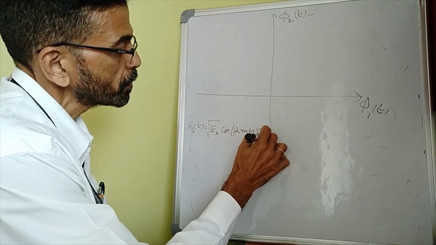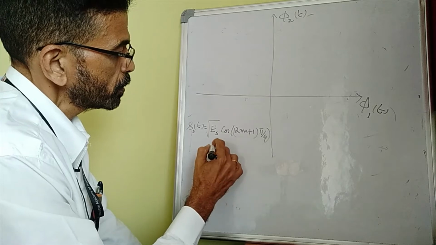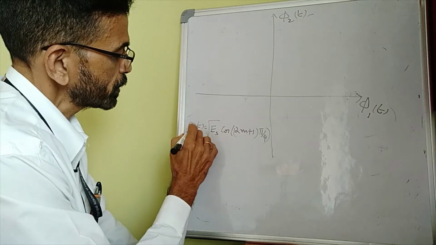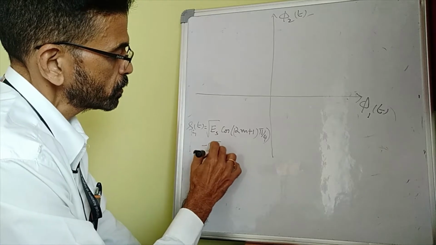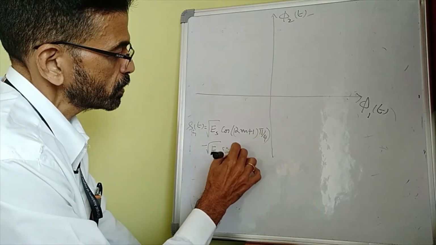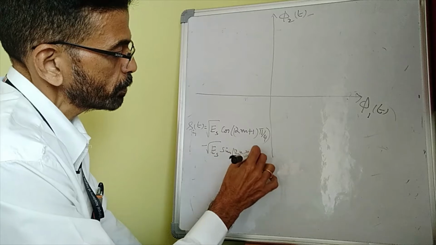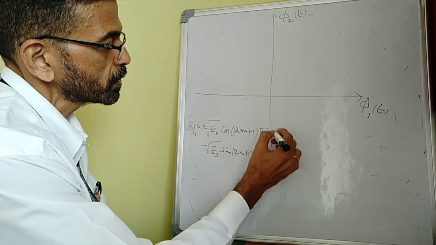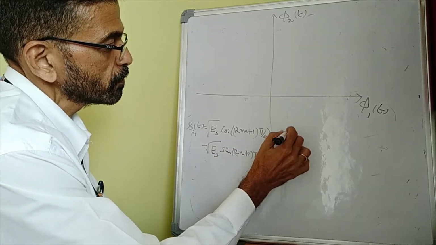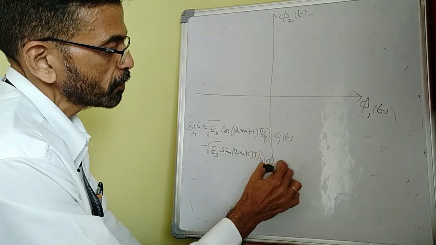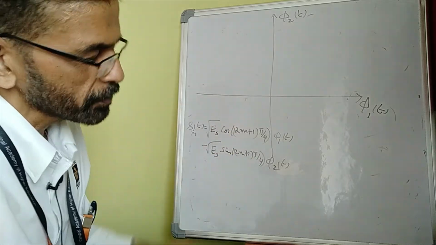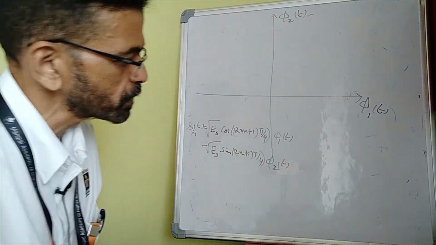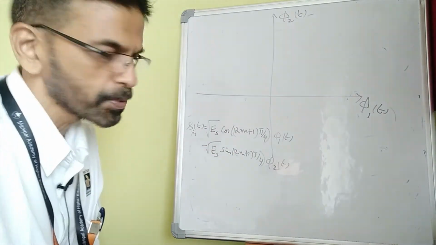(2m+1)π/4, with m equal to, of course, so I'll write in general S_m(t) is this, minus root Es sin (2m+1)π/4. Of course, here I have the function phi 1(t), here I have phi 2(t). So I will not write phi 1(t), you know what is phi 1(t), it is root of 2 by Ts cos 2πfct, and phi 2(t) is root of 2 by Ts sin 2πfct.